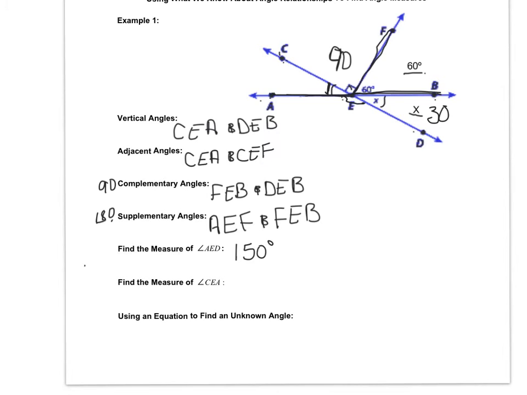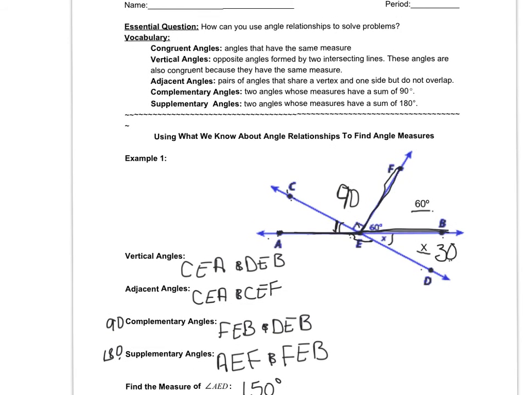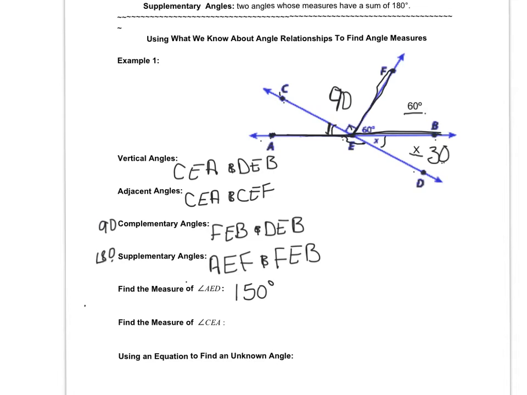So thinking about vertical angles, we know that this angle is 30 degrees, and we already had them listed as CEA and DEB being vertical. And if we think back to our vocabulary term about what vertical angles mean, it states that these angles have the same measure. So if we know that one angle has a measure of 30 degrees, we can conclude that the other angle has a measure of 30 degrees. So angle CEA has a measure of 30 degrees.